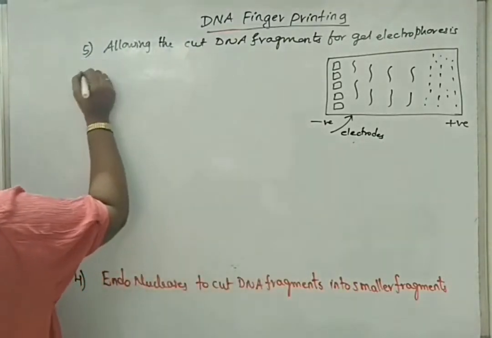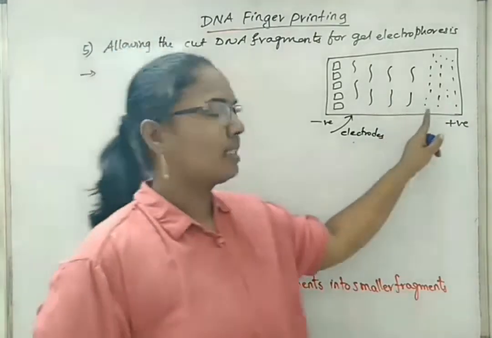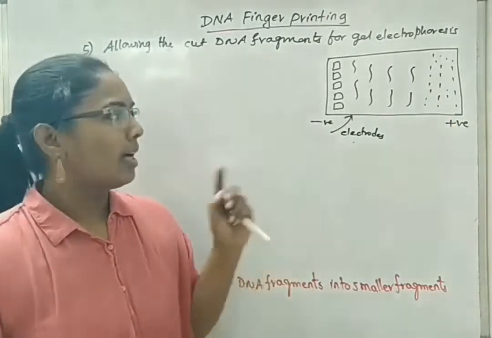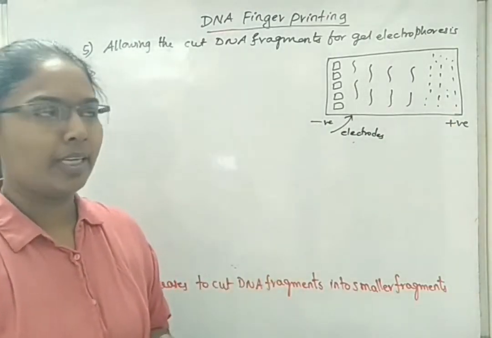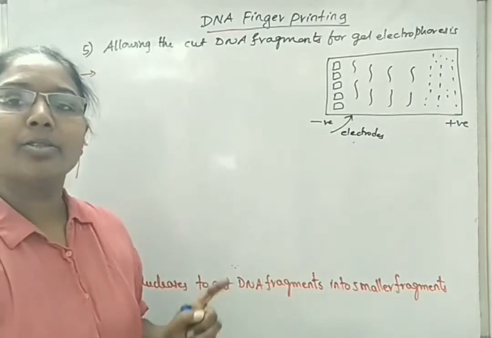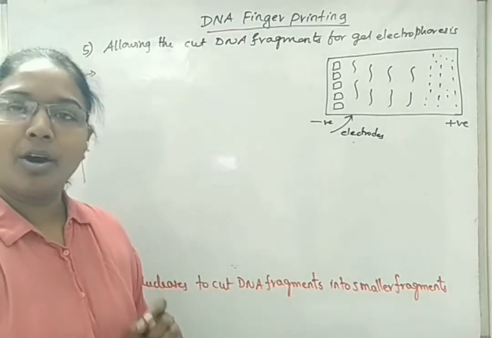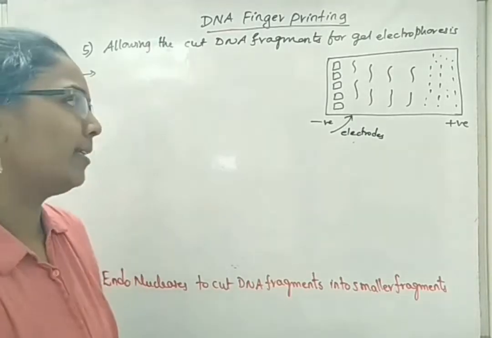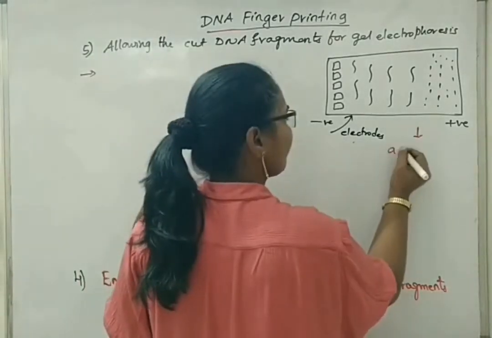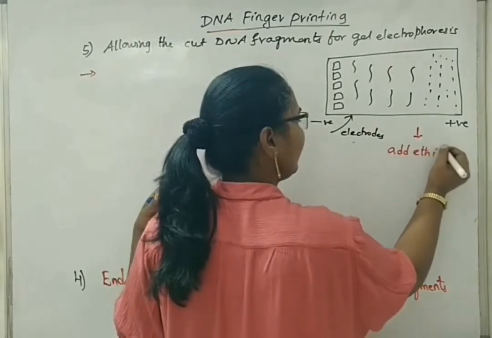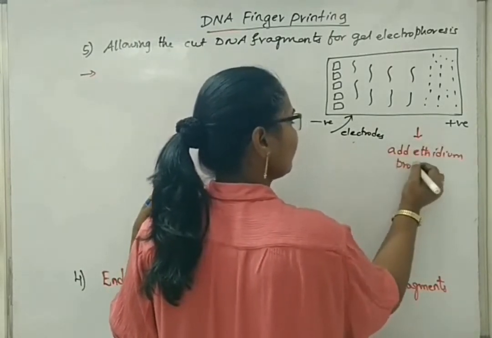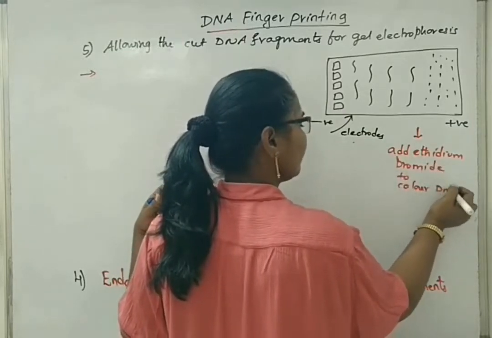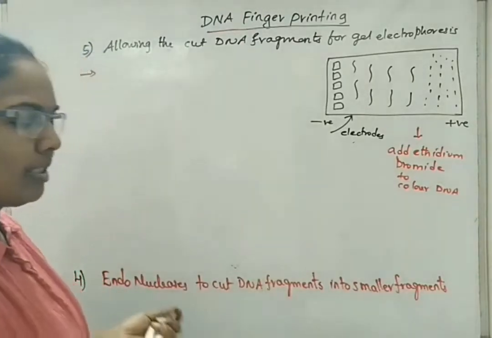So if you want to clearly see the smaller DNA fragments here, is there any method? Because agarose is transparent in color, there is no specification. So we add here ethidium bromide so that DNA fragments appear orange red in color, so that we can identify these orange red colored parts are nothing but DNA. So here we add ethidium bromide to color DNA so that we can clearly see those DNA fragments.